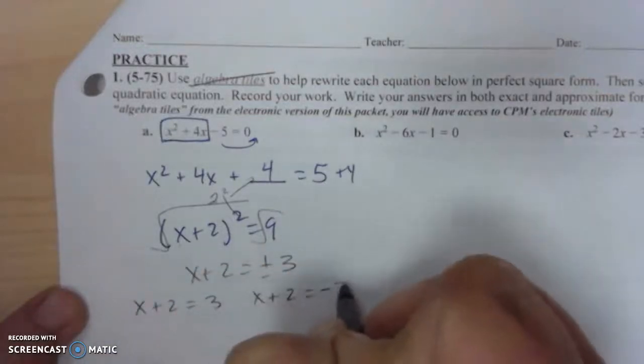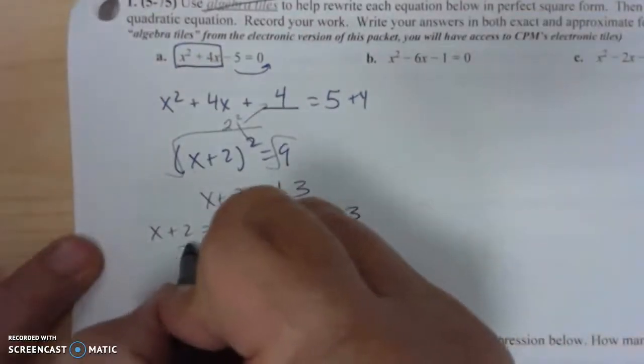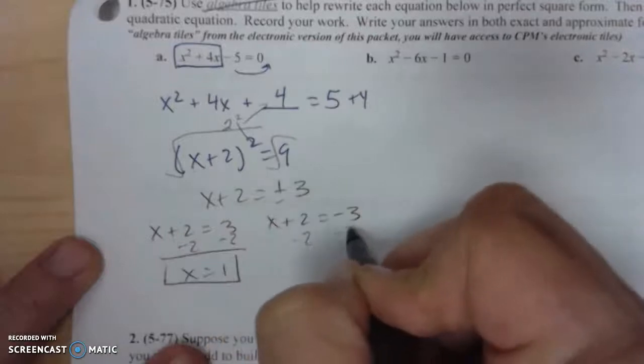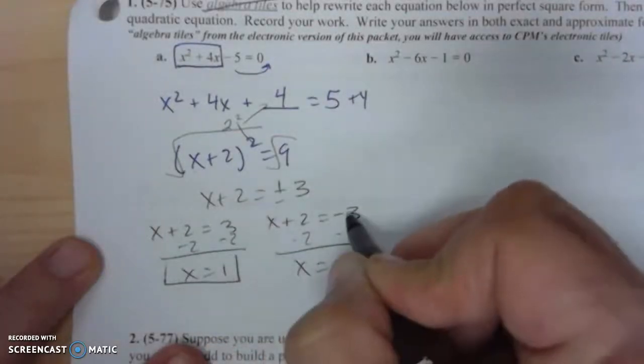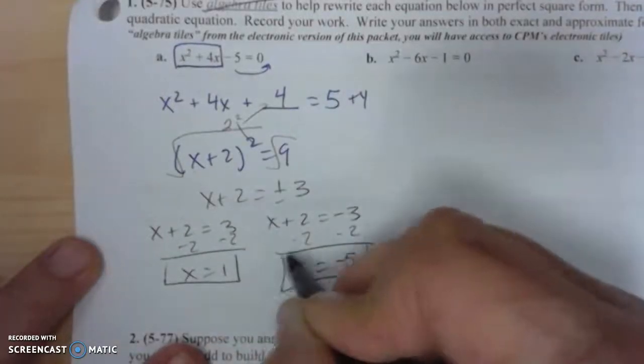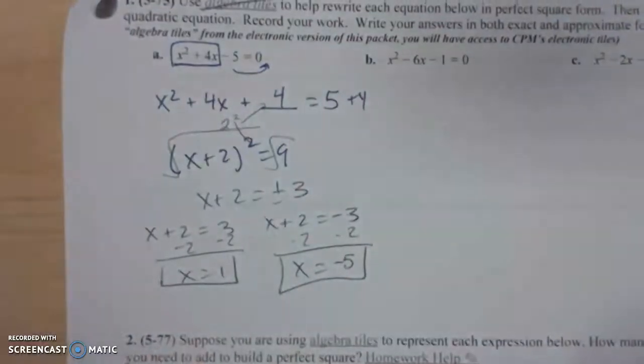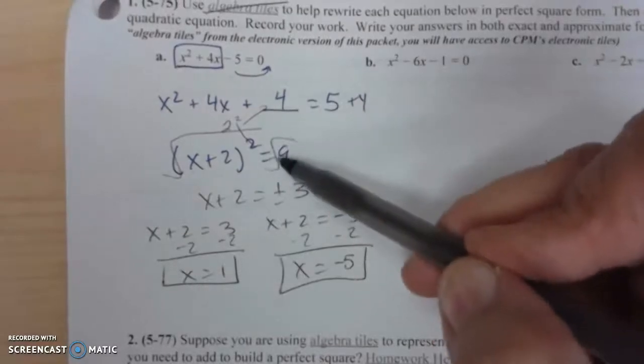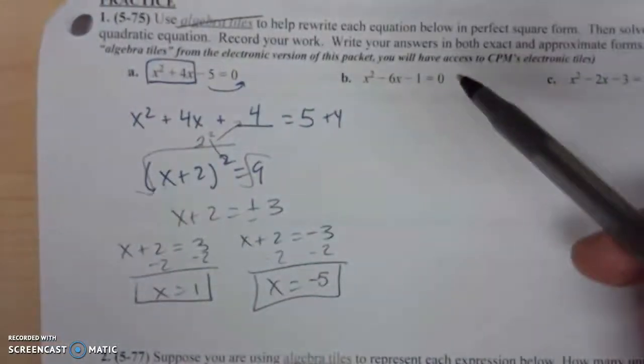x plus 2 equals negative 3. And we solve this, subtract 2 over here, you get x equals 1. Subtract 2 over here, you get x equals negative 3 and negative 2 make negative 5. So I have my two terms. I know I have two terms because see how this equals a positive number? All right, look at this one.